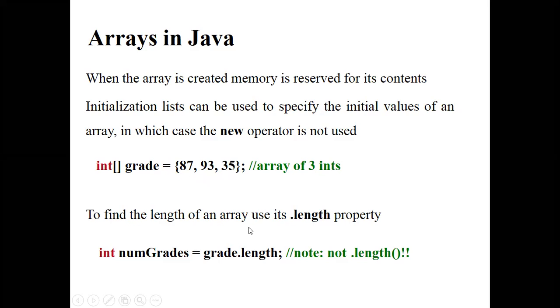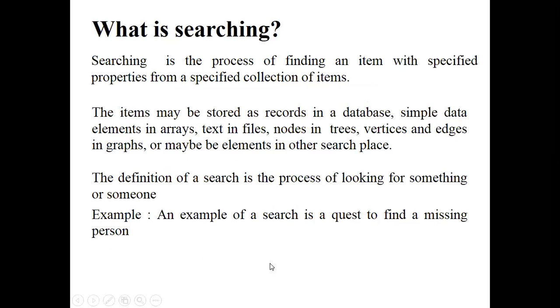To find the length of an array, just use dot length, and you will know how long the array is. Suppose in the first example we have only 10 indexes, then there will be a 10 as a result. However, when the array is of 1,000, 10,000, 100,000, then it will be like that. So you can check the length of an array by the query dot length. Integer number grades is equal to grade dot length. So this is another format.